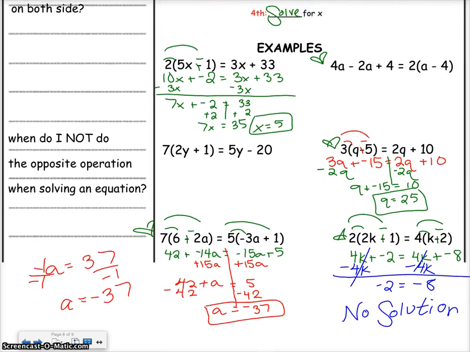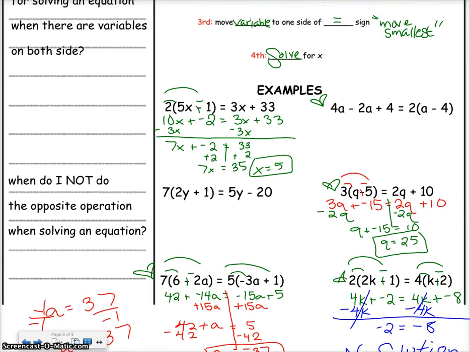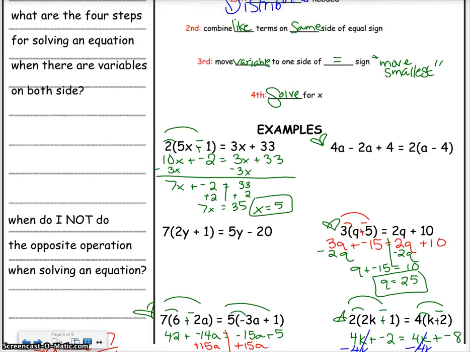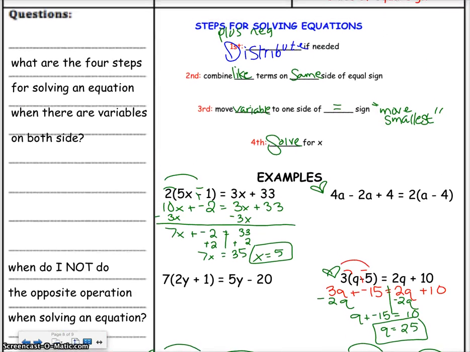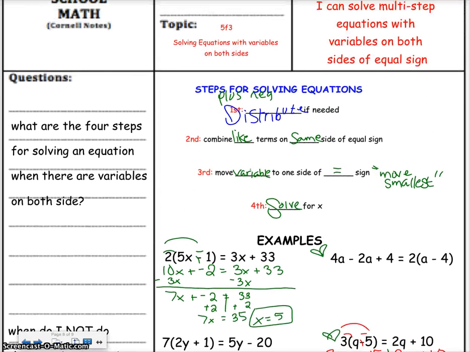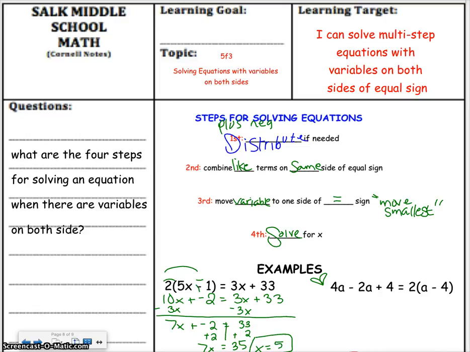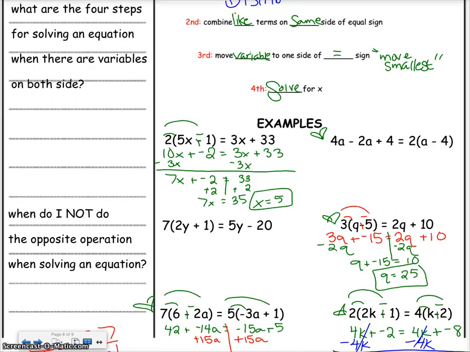I wonder if something special is going to happen on this next one. So let's plus a negative. So I'm plussing a negative. Distributing. 4a plus a negative 2a plus 4 equals 2a plus a negative 8.